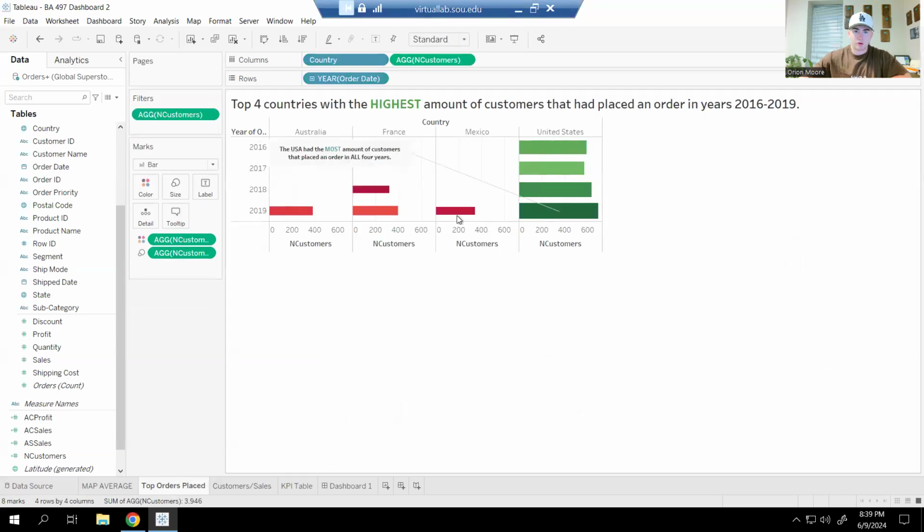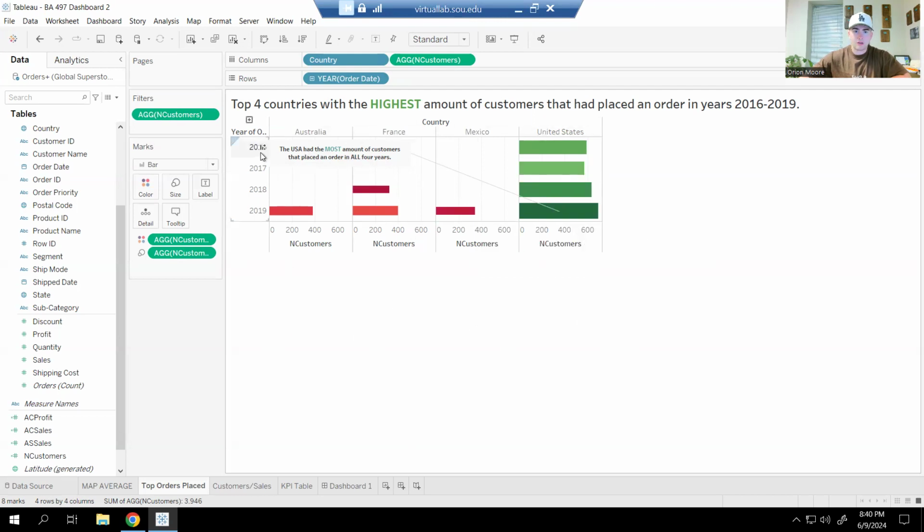Next one is going to be the top orders placed. Now, to make it a lot simpler, I could have had all the countries. I actually just picked the top 4 countries with the highest amount of customers that place an order in the years of 2016 to 2019. Again, it seems a little smushed. It makes a lot more sense once you look at my dashboard. But the top 4 countries are, first of all, Australia, next France, Mexico, and the United States.